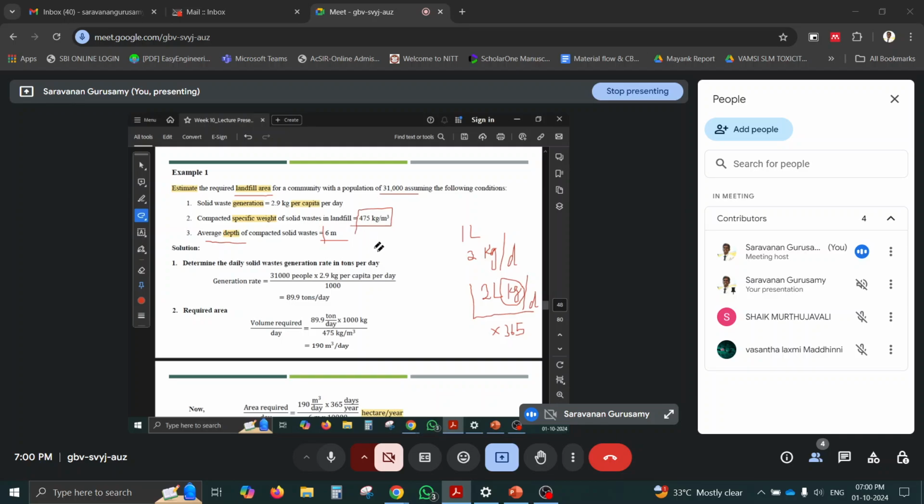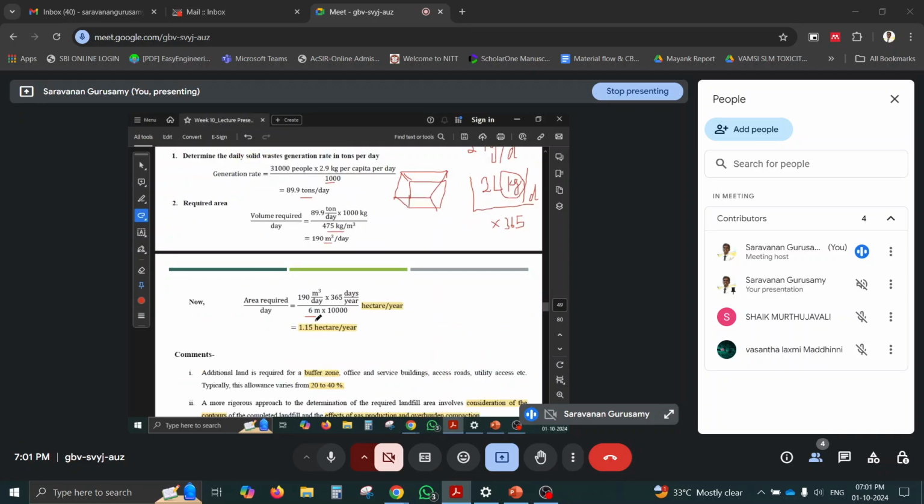As per CPCB we can go up to 20 meter, but the average depth of the compacted solids is given in the question itself, 6 meter. So if you divide by 6 we will get the area required. We have the volume, we have the height, and we can easily find the area required. That is a simple formula, if you are assuming a cube. So we have 31,000 as the population, 2.9 as the daily generation rate, and if you divide by 1,000, you will get tons. If you divide by the density, you will get meter cube. And if you divide by the depth, you will get the area required per year.